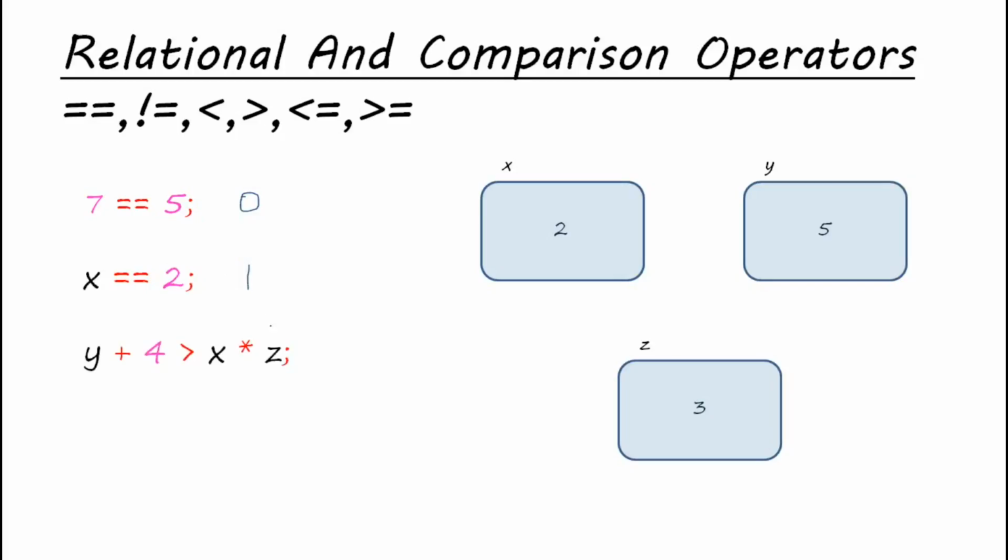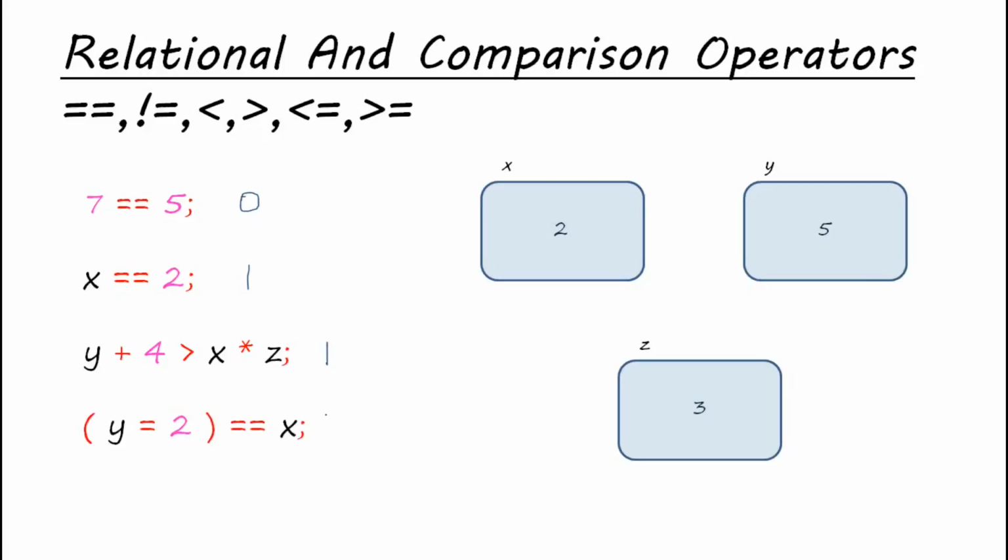Now when you do y + 4, this simply means that you can compare two valid mathematical expressions. So y + 4 evaluates to 9 and this is greater than x into z. x into z is 3 into 2, 6. So is 9 greater than 6? Yes. So this evaluates to 1.